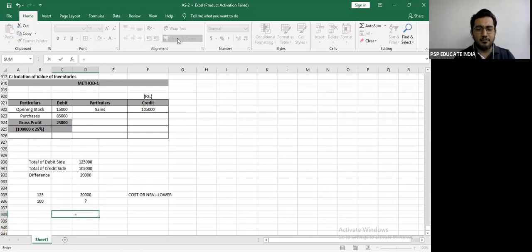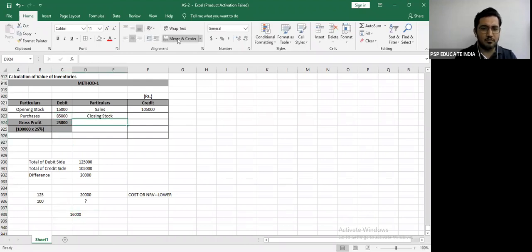Calculate. How much do you get? You get 16,000. That's your value of closing stock. 16,000. Method number one: whatever they have given, you use only that information. You do not apply your mind for any additional information. You use only that information.